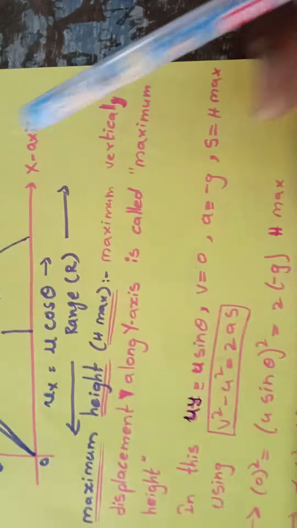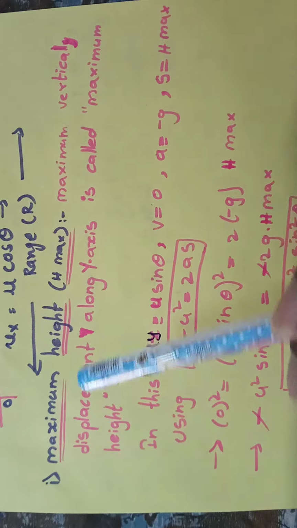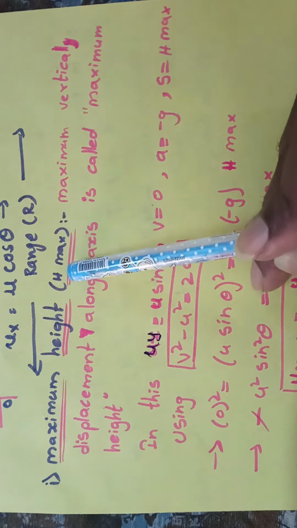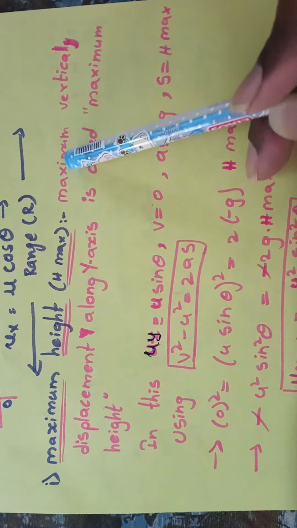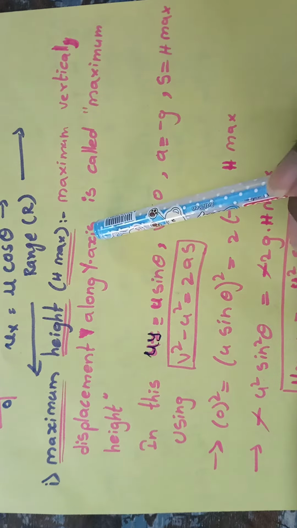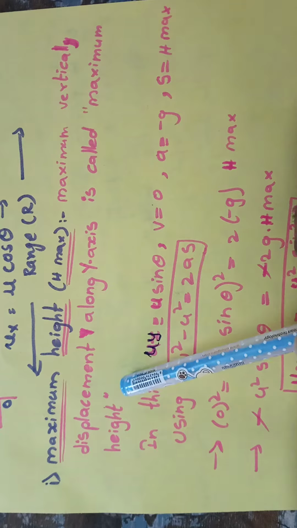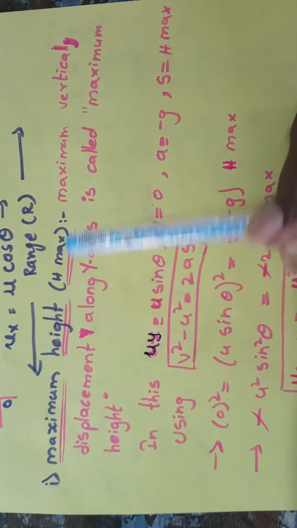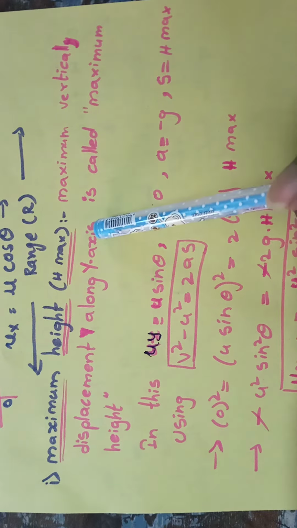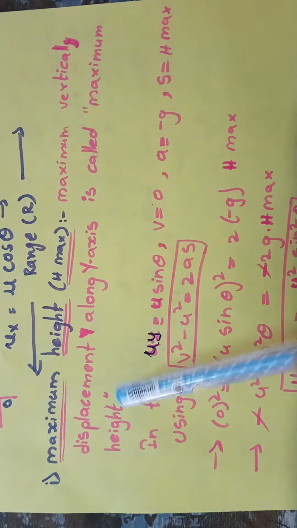What we have to show? The maximum height of the object, h max. Now the definition: the maximum vertical displacement along the y-axis is called maximum height.